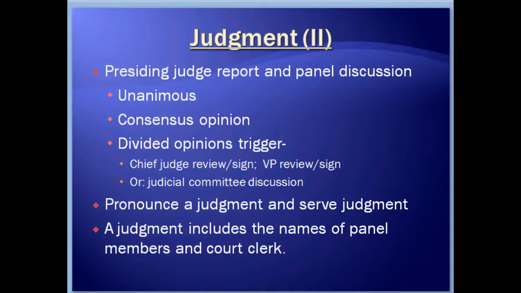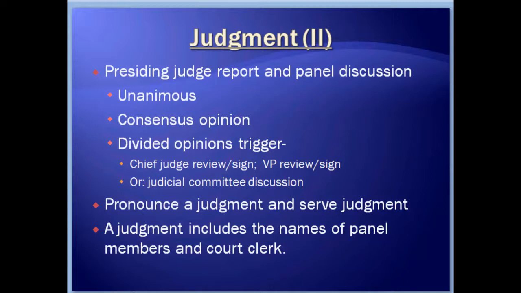Then this case can go directly to a judgment without being discussed by the judicial committee or reviewed by the chief judge or vice president. Usually the judgment is made. The second is consensus opinion: if of three judges, two agree and one does not agree, usually they can still reach a decision and issue the judgment.